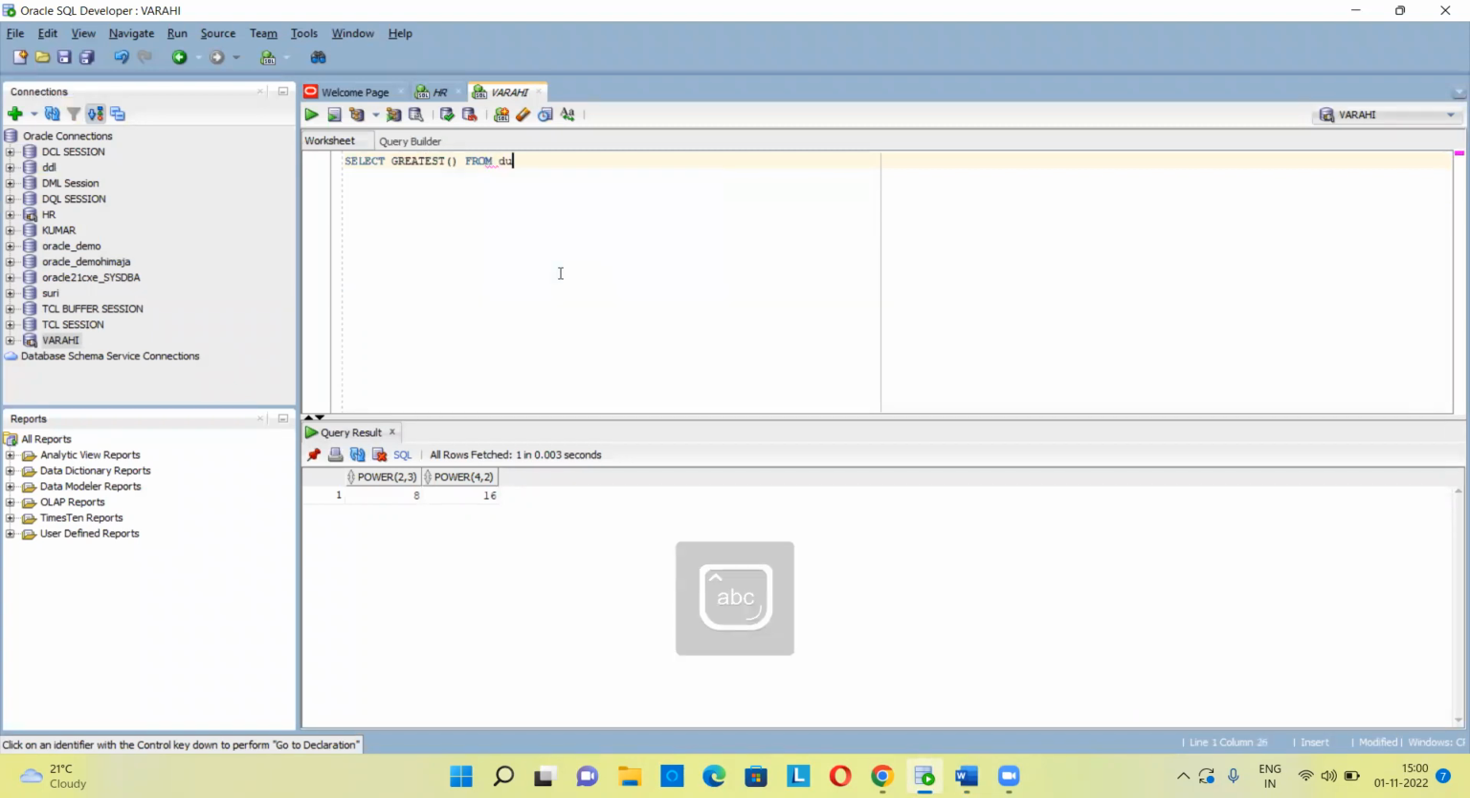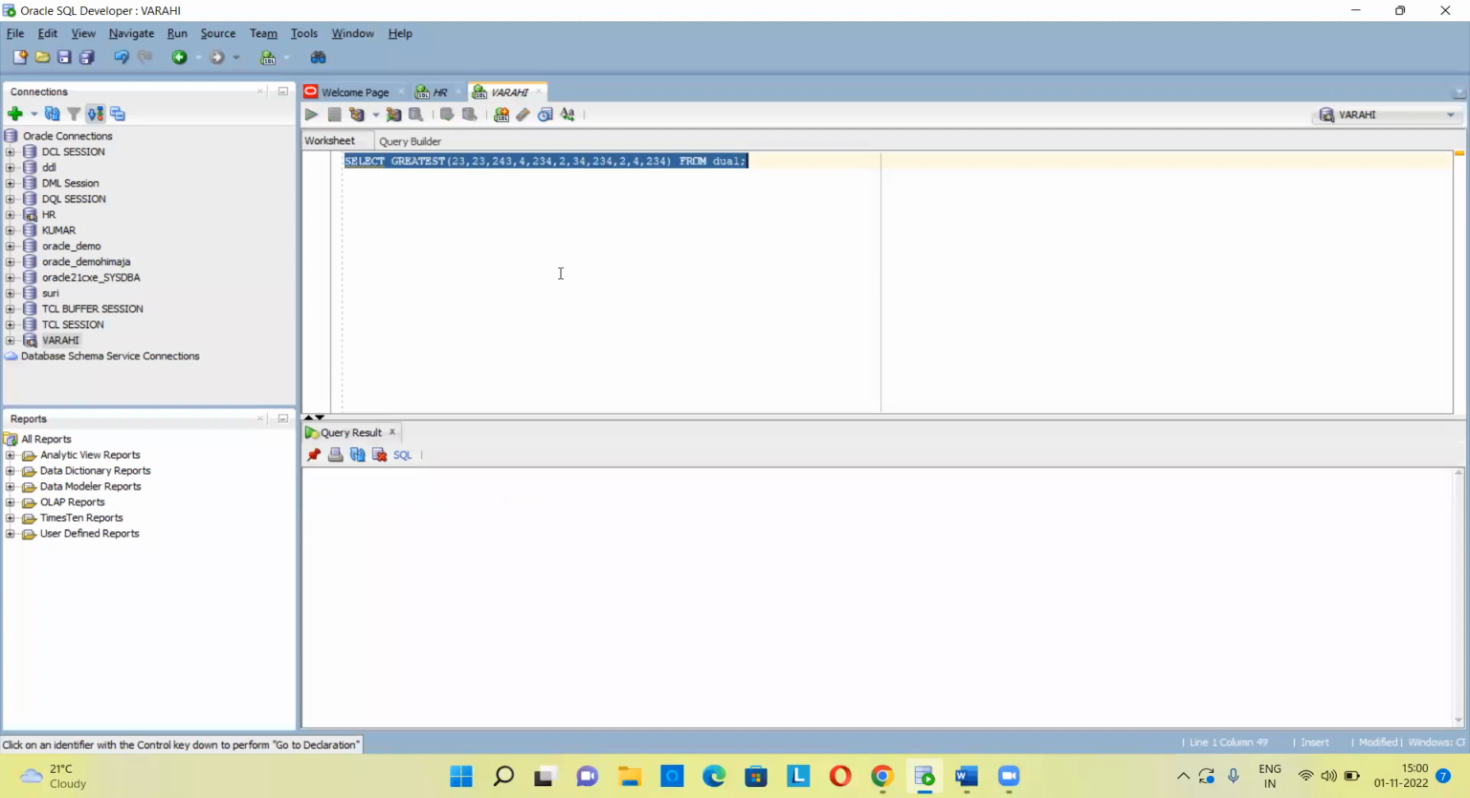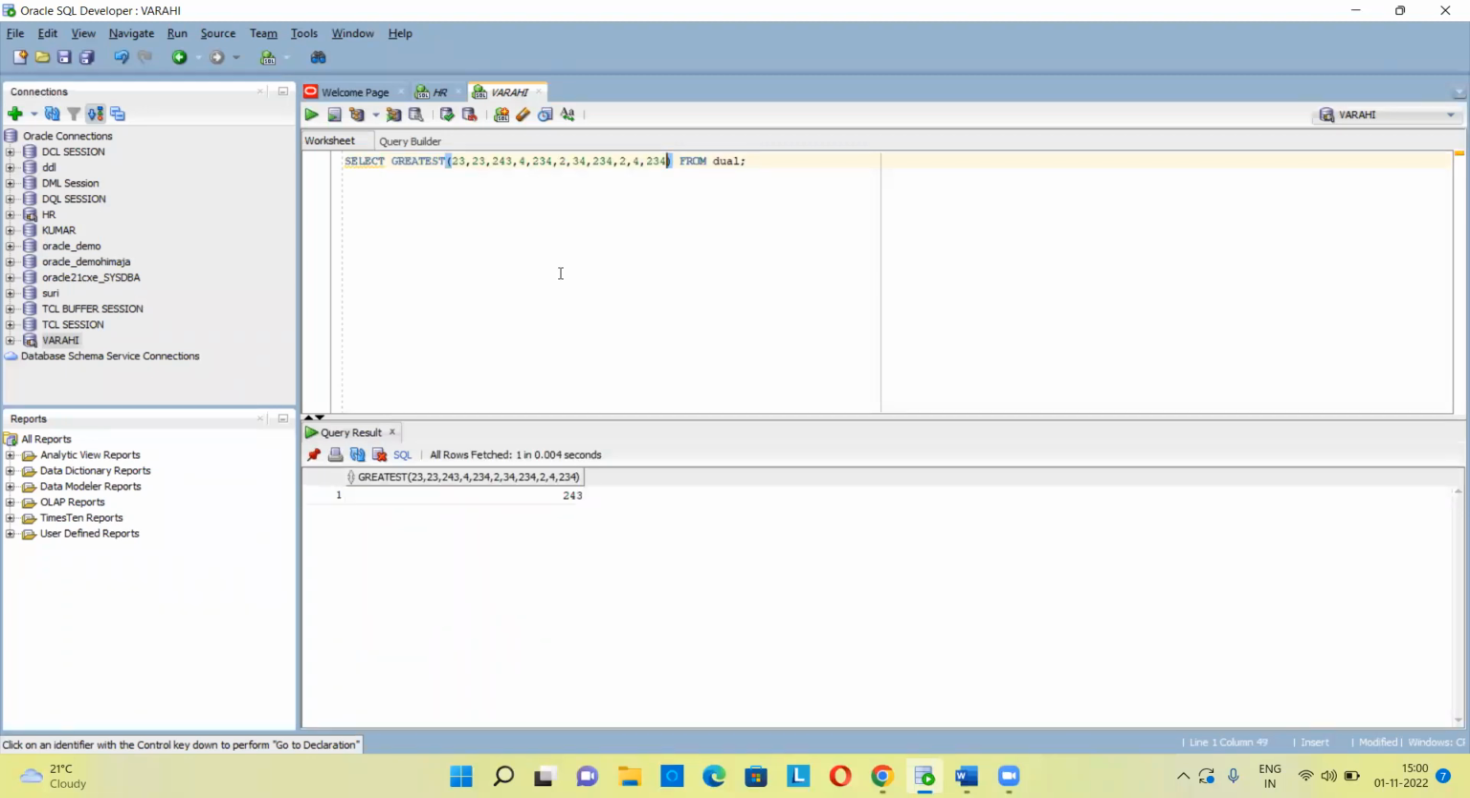I'll write something inside of that greatest. We have to pass some input values to this greatest. Okay, anything. So I'm passing some numbers to this. Among these listed values, it will just pick the highest value. That's it. Very simple. So it is simply telling 240 is the highest value among these listed values. There is nothing much.